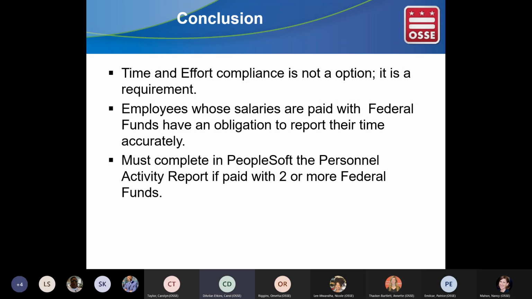So in conclusion, time and effort reporting is a compliance requirement, and it must be reported bi-weekly in PeopleSoft for those people who are paid with 2 or more federal grants. And really, that's all there is to the PAR. Any questions?